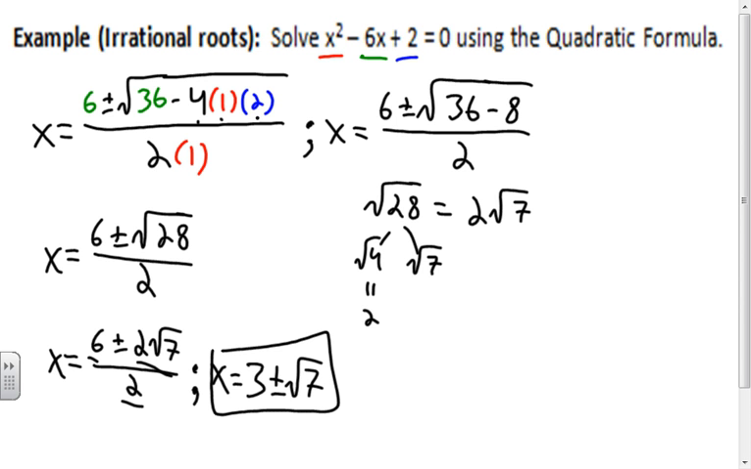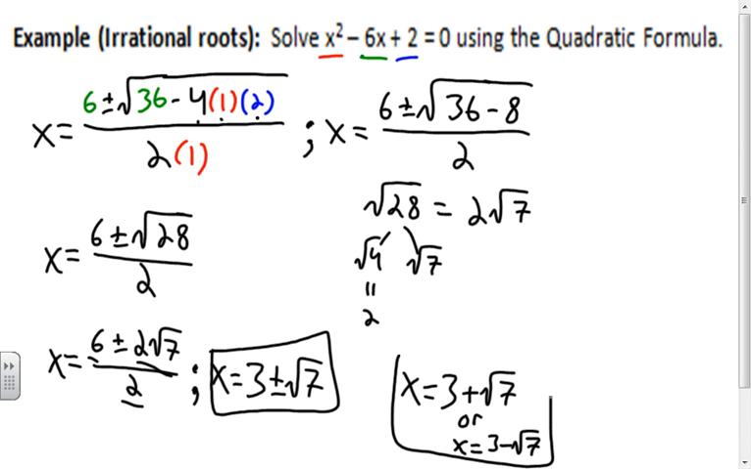Now if you wanted to leave it this way, that's okay. Or you could say x equals 3 plus the square root of 7, or x equals 3 minus the square root of 7. Either way you prefer. If you want to write it all out with 2 actual solutions, that's okay. Or if you just want to use the plus or minus, that's totally fine as well. Either way, this one shows us that there are 2 solutions and that they are irrational. They have that square root of 7 in them.